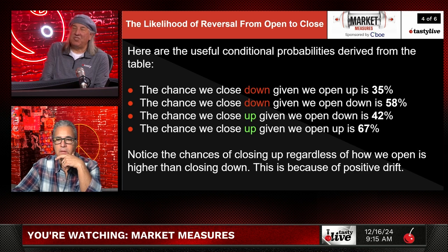What's interesting about these statistics is that if this was all you ever had, you would wonder why we aren't always long. The chance that we close down, given that we open up, is 35%, but the chance that we close up, given that we open down, is 42%, which means there's a 7% edge in that. And the chance that we close down, given that we open down, is 58%, but the chance we close up, given that we open up, is 67%. Then you'd want to be long.